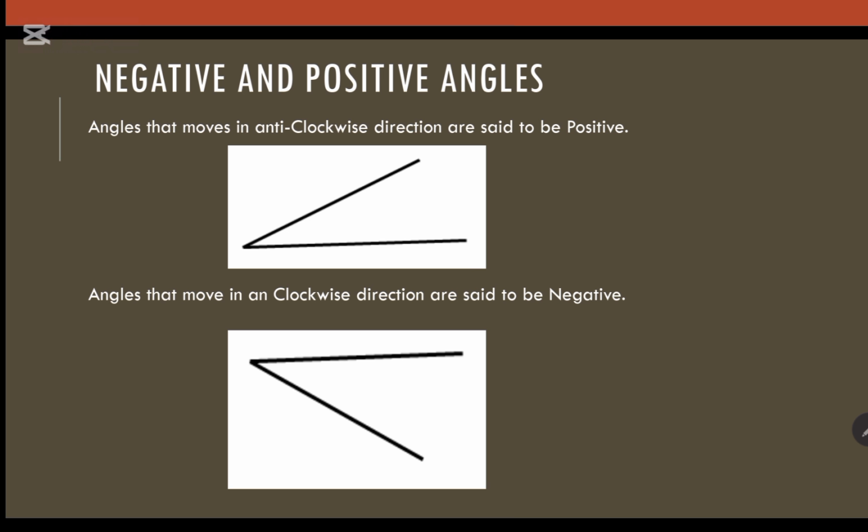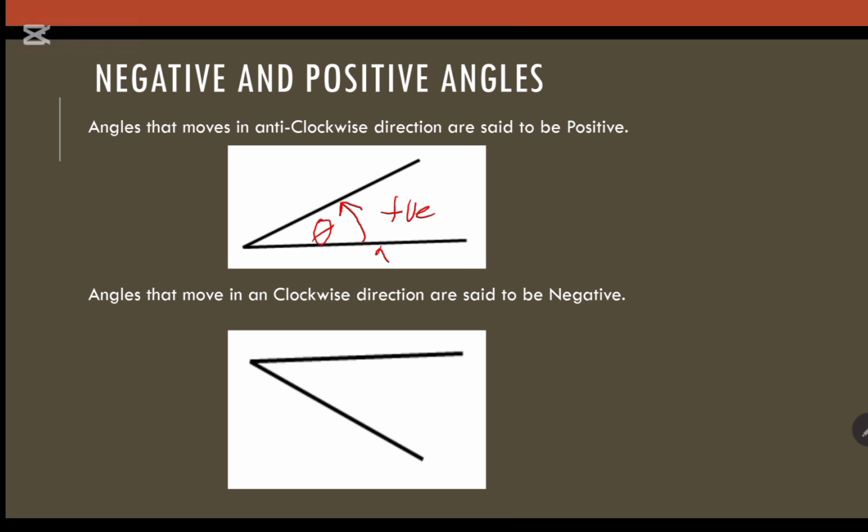The concept of the angle being negative or positive. We say angles that move in anti-clockwise direction are said to be positive angles. So I've got the horizontal line that is sitting here, and therefore there is an angle that opened up by that terminal arm. It is moving in anti-clockwise direction. I'm going to give it the name and call it theta. So we say this theta is positive. Why? Because it is moving in anti-clockwise direction.